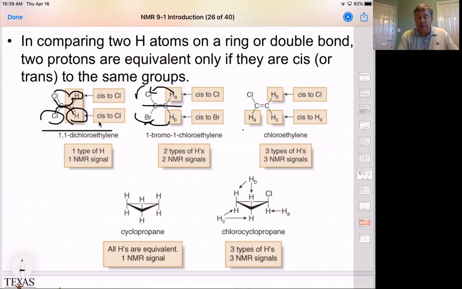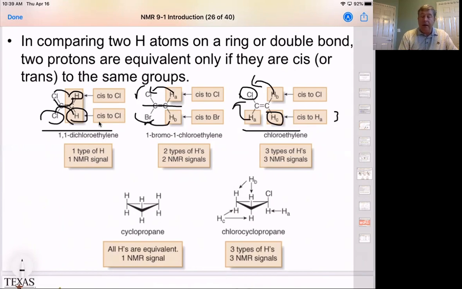Now let's look at this last one here. We have 3 hydrogens and only 1 chlorine on our double bond here. So we have one that's cis to this. That's going to give us 1 signal. We have one that's on the same carbon with the chlorine. That's going to give us a second signal. And we have this one that is not cis to or close to the chlorine at all. That's going to give us our third signal. So in this one, we're going to have 3 different signals. So you really have to look for the equivalent hydrogens to make sure how many signals you will have.